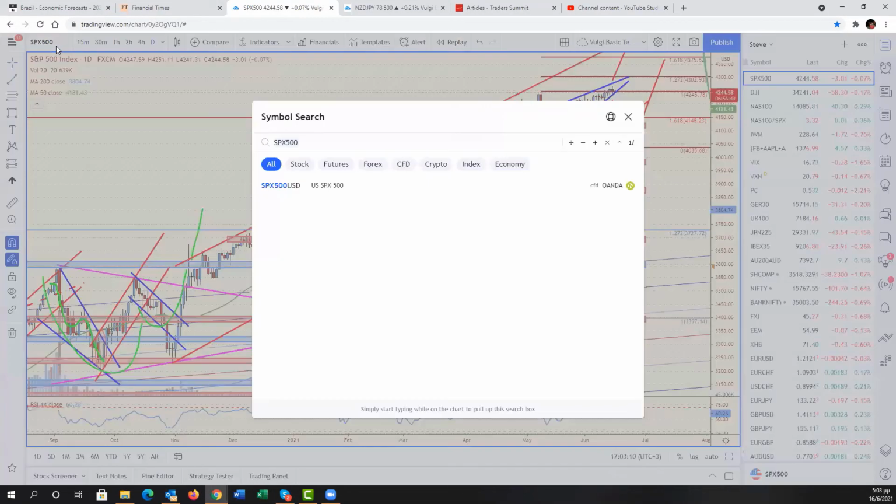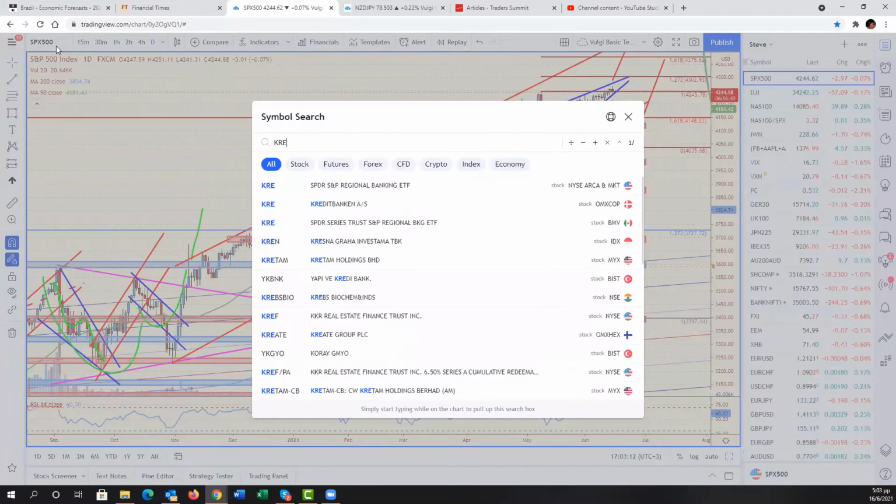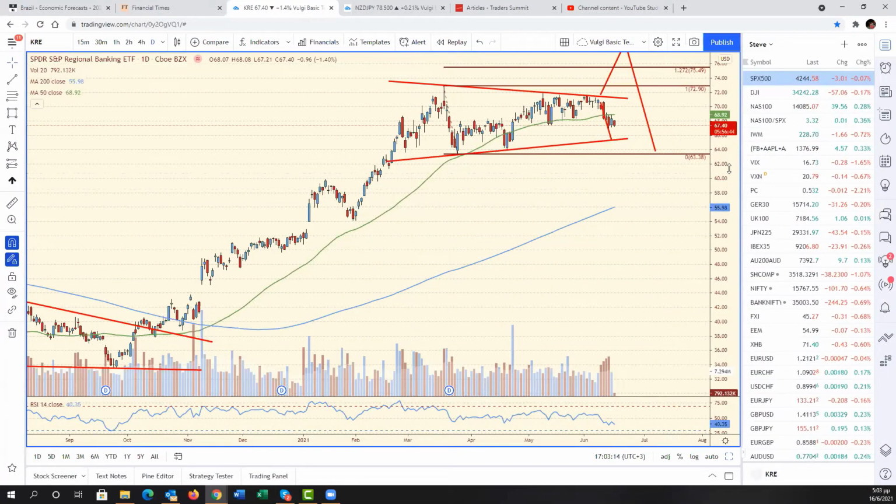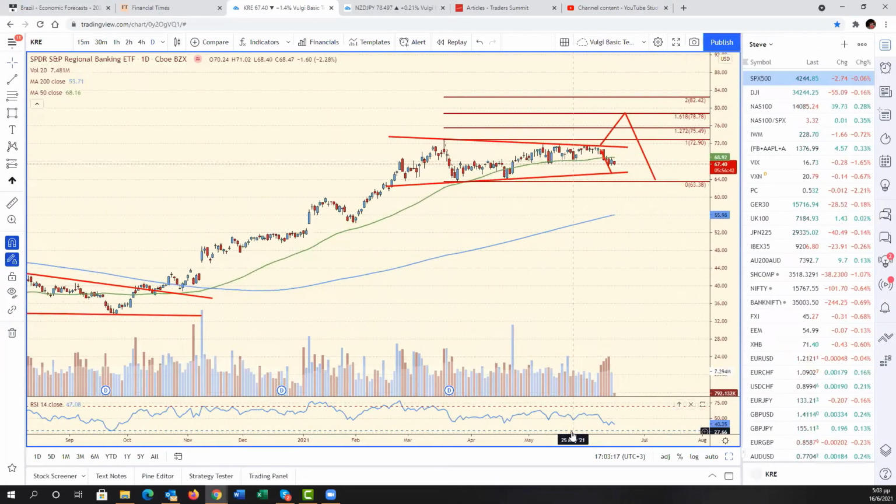KRE. Nothing new, right? We were at resistance. I said we either break out or we get rejected and spend more time consolidating in this triangle, and it seems the market decided to spend more time consolidating in this triangle. So you have to remain patient here, right?